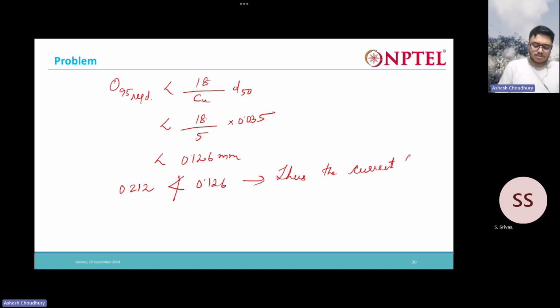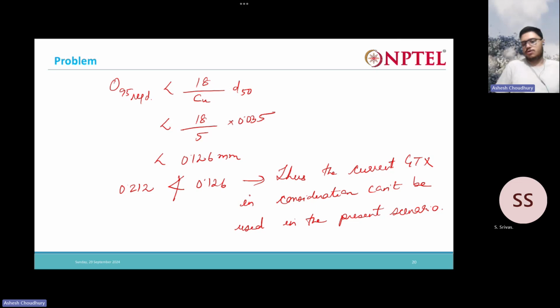Thus we can write that the current geotextile under consideration can't be used in the present scenario. Okay, hence we cannot use this.